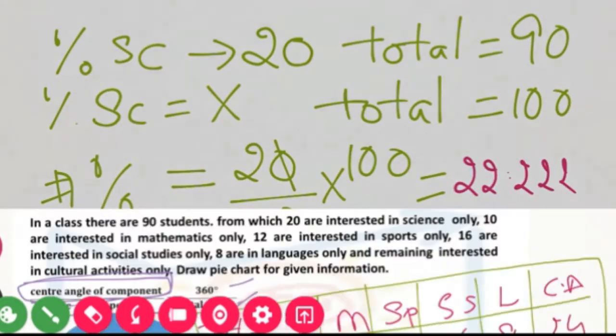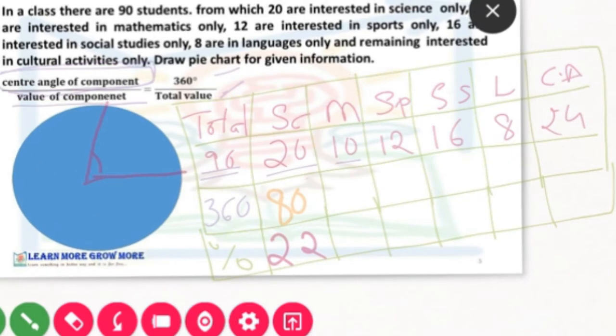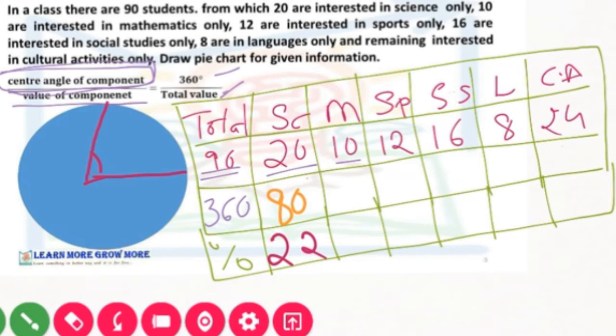That we will substitute here. By taking this value, in order to draw the pie chart, we need one horizontal line, the 0 degree line. Then we have to take the protractor and draw one 80 degree line here. This will be 80 degrees, and it indicates what? This portion indicates the number of students who are interested in science.